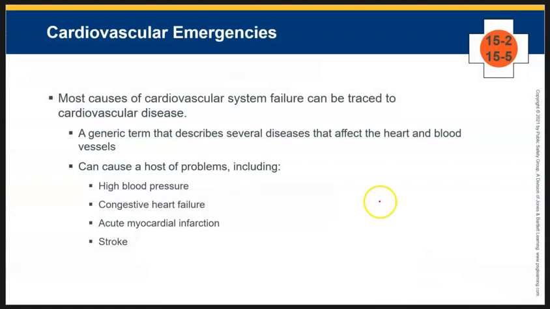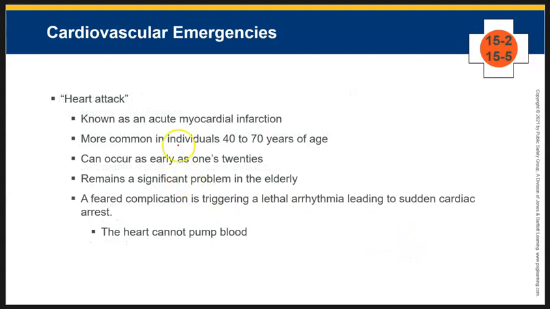Most causes of cardiovascular system failure can be tied to cardiovascular disease. Some of these could be high blood pressure, congestive heart failure, AMIs, or stroke. A heart attack, also known as an acute, meaning rapid onset, myocardial infarction, is common in individuals 40 to 70 years of age and remains a significant problem in the elderly. If we have an AMI, this may progress to a sudden cardiac arrest.